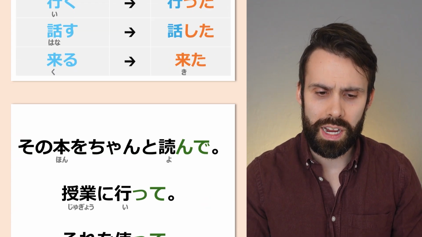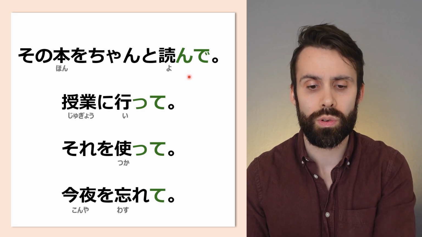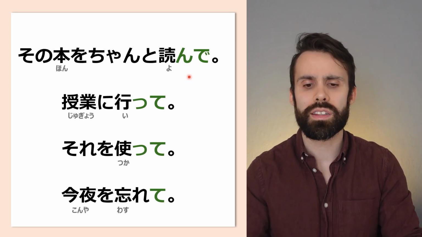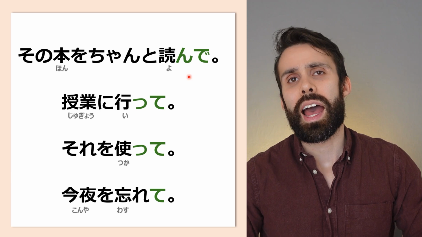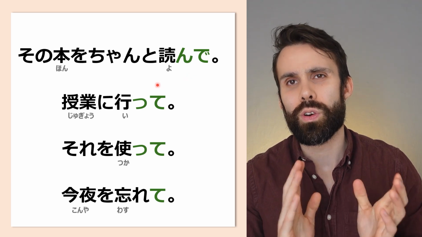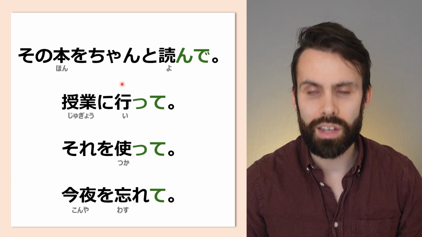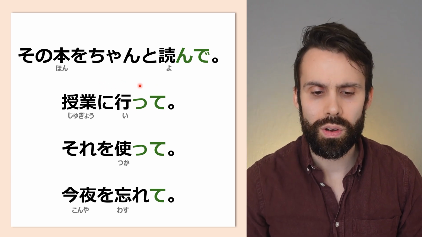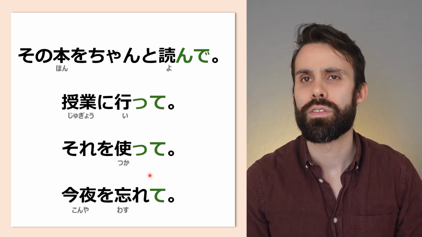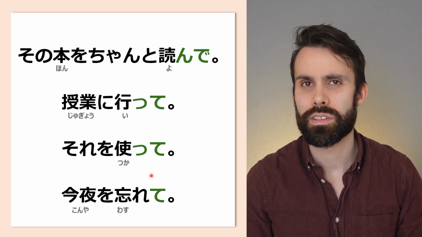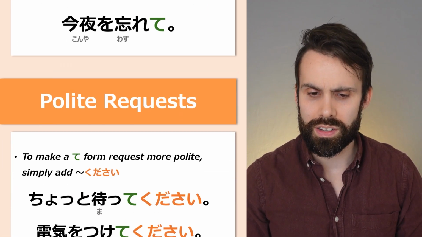So, some examples. Sono hon chanto yonde. That book, read it properly. Yonde is the te form, and we will later learn how to make this a little bit more polite. 授業に行って, go to class. それを使って, use that. 今夜を忘れて, forget tonight, whatever happened.